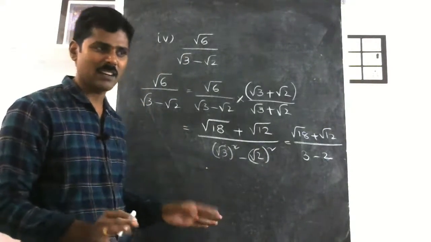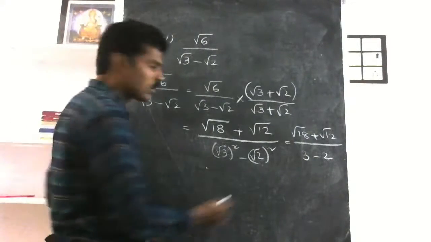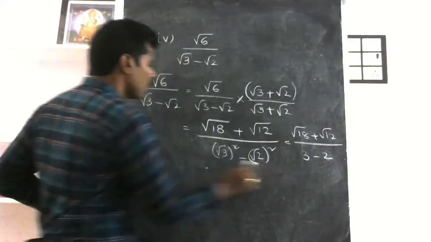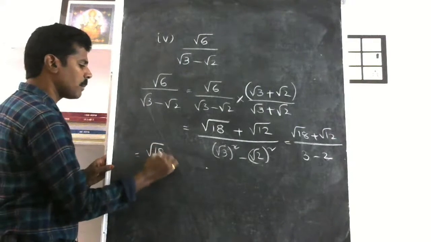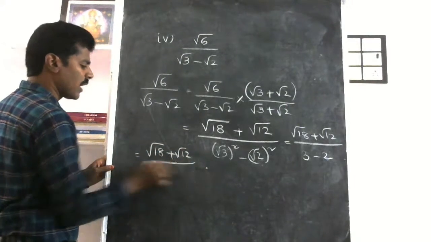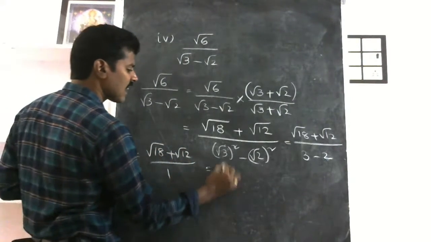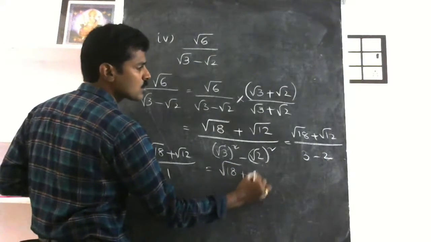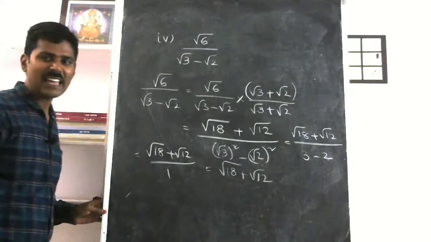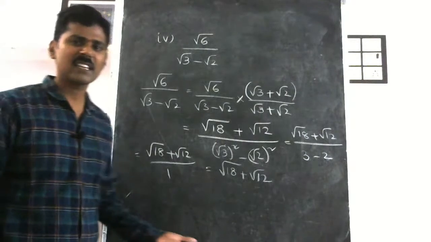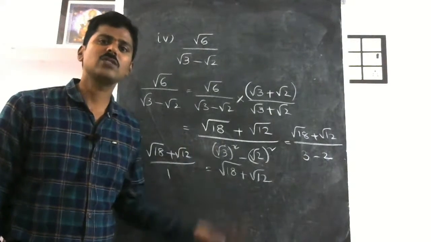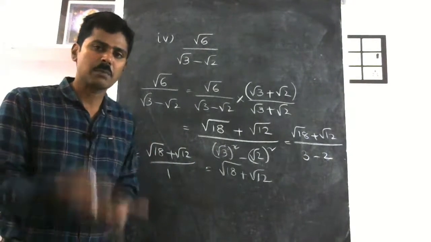Generally they won't be cancelled, I explained how. So you will get 3 minus 2. So the numerator you will get root 18 plus root 12 by 1. Many have finished like this, root 18 plus root 12. But still I can simplify. He is asking to simplify, so I have to check for utmost simplification.